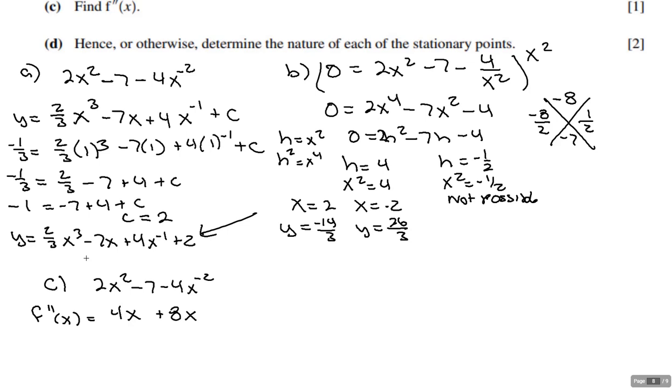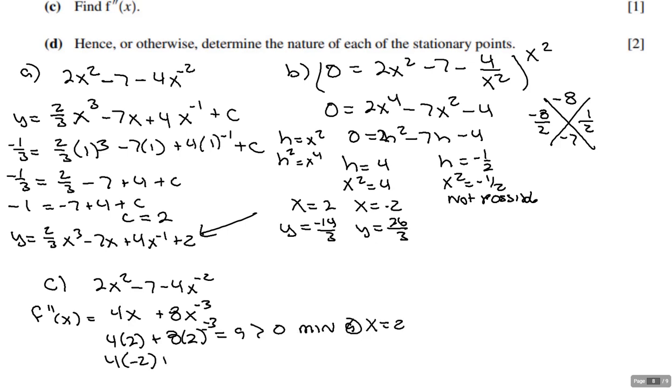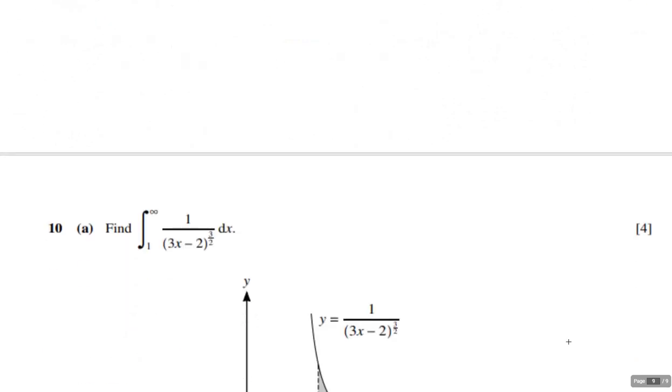So now what I'm going to do is part D, they want me to figure out what are the nature of my stationary points. I'm going to substitute in the x values. One of them is a 2 and one of them is a -2. And I'm going to figure out if they're positive or negative. When I put in a 2, it ends up being positive, and so that means that it is a minimum point. And then when I put in -2, it ends up being negative. That means it's a maximum point. Second derivatives are used to find whether it's a maximum or minimum.